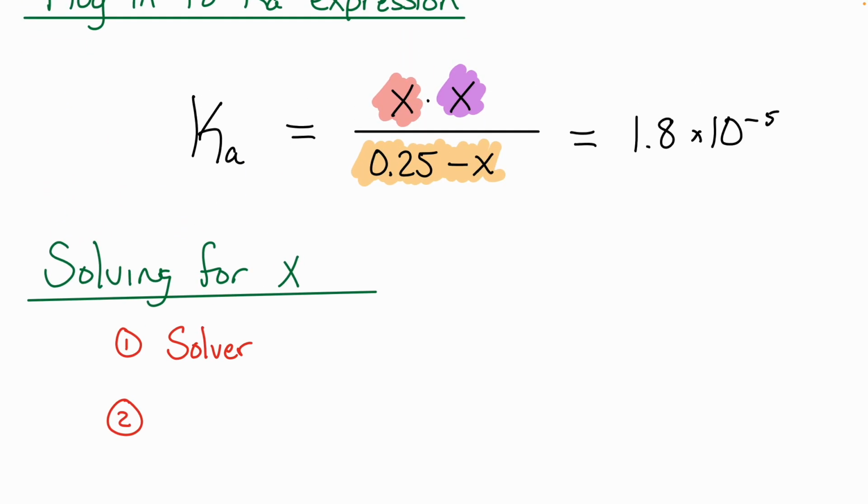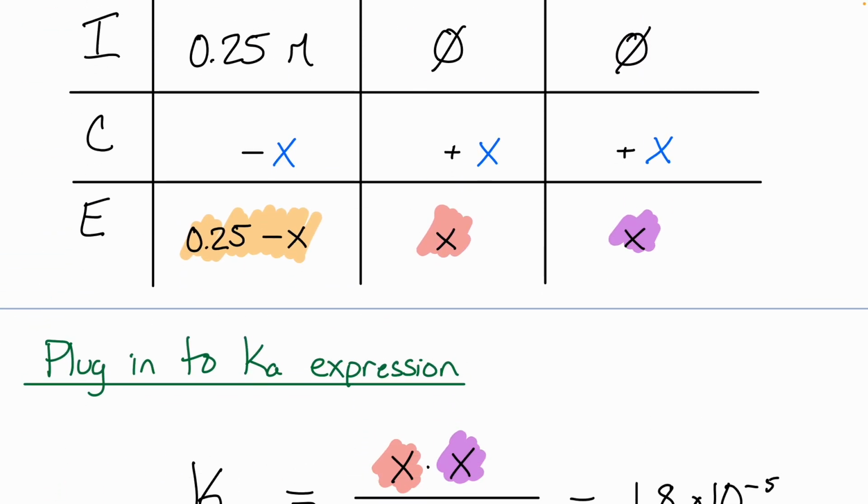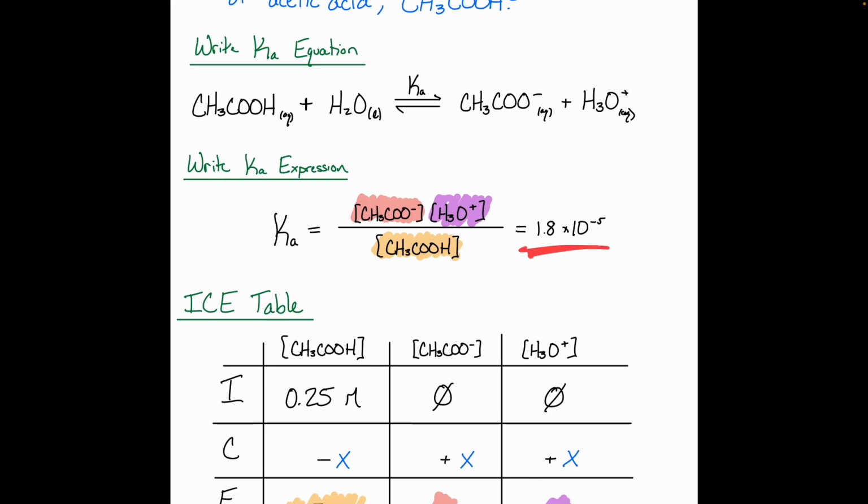But there's another method that we can use, which is called the small x approximation. All right, so what is this small x approximation here? First of all, let's note the value of this equilibrium constant, 1.8 times 10 to the negative 5. What does that say about this reaction over here? Does it favor the products or the reactants? The reactants. And does it weakly or strongly favor the reactants? Strongly. So this reaction does not happen very much at all. Only very little of that acetic acid is actually going to dissociate into our products here.